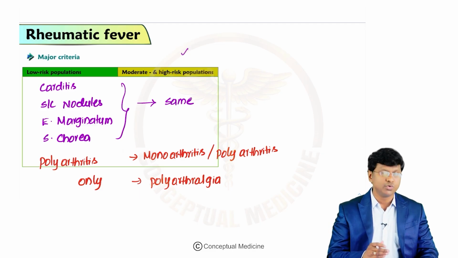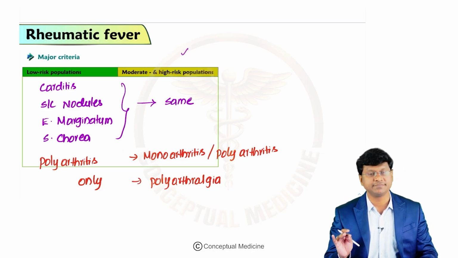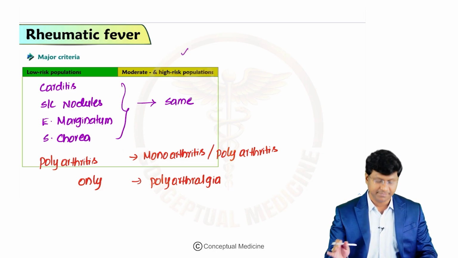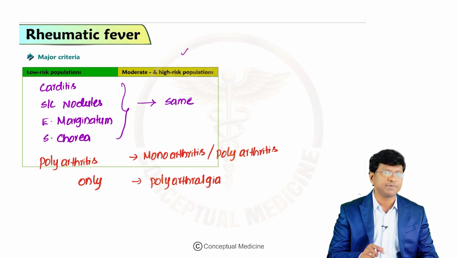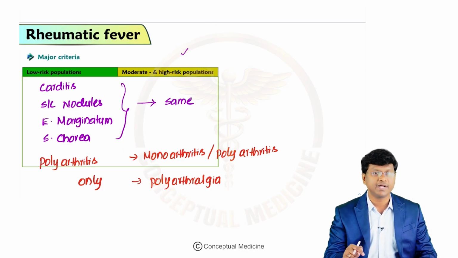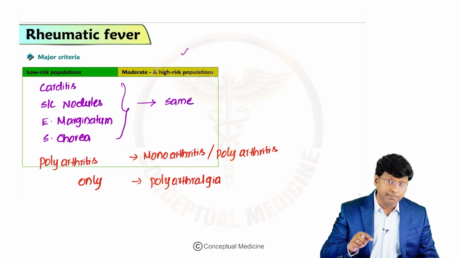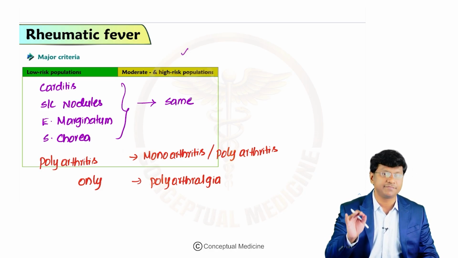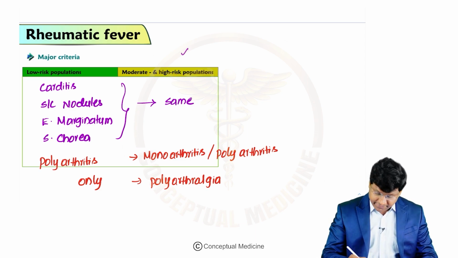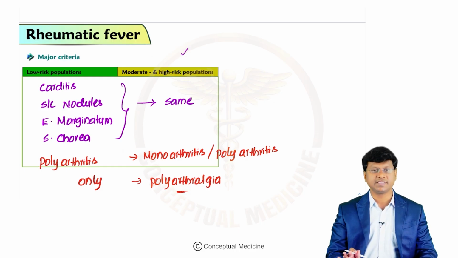So in low risk population as well as high risk population, carditis, subcutaneous nodules, erythema marginatum, Sydenham's chorea are the same, but the difference is only regarding the joint manifestations. In low risk population, polyarthritis only, whereas in moderate to high risk population, polyarthritis is not required. Even if monoarthritis is there or even polyarthralgia is there, that is also sufficient to be taken as the major criteria.